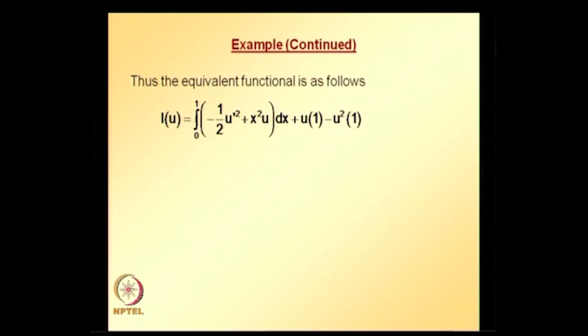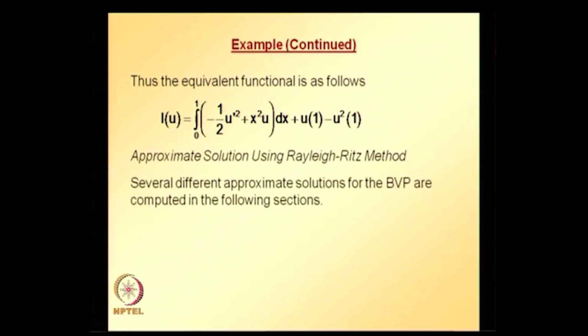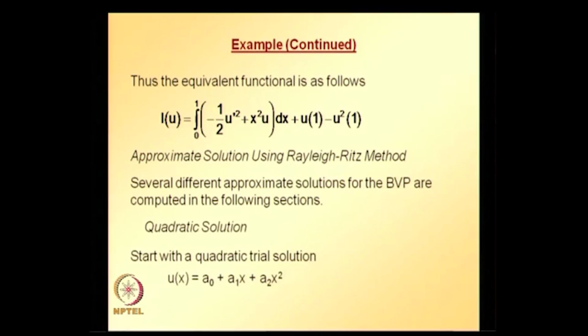Okay. So now once we get the equivalent functional, what is the next step? The next step is we need to assume some trial solution. For this particular problem, I will take three types of trial solutions: one is a quadratic trial solution, a cubic trial solution, and a quartic trial solution, and show you the procedure. Several different approximate solutions for the boundary value problem are computed in the following sections. So the first one is the quadratic trial solution.